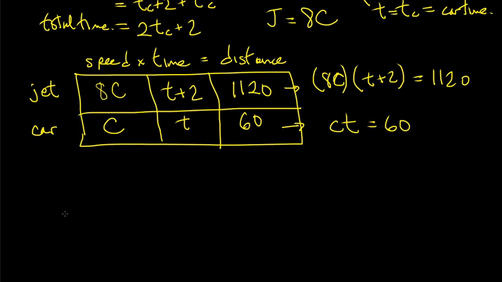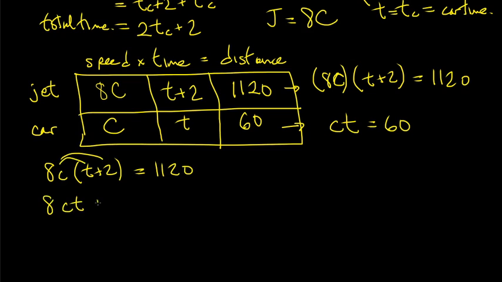Okay, so I'm just going to copy down the first equation here. And I think we'll just multiply it out, right? Distribute the 8c. So we have 8ct plus 8c times 2, that's 16 times c, is equal to 1120.